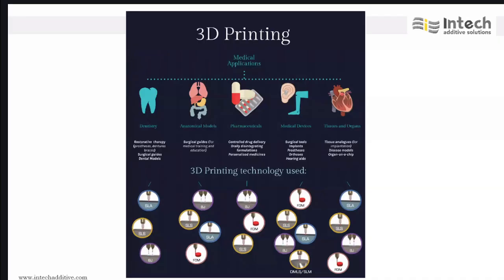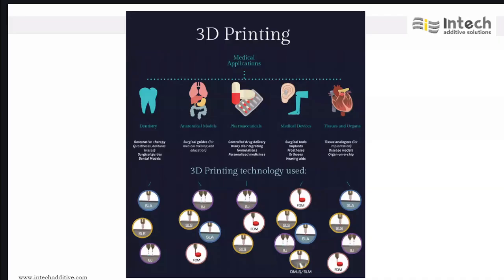And then in anatomical models, we can use it for surgical guides. If we want to perform any complex procedures, we need to print a complex model, get trained on it, and then go for the surgery. This is predominantly done in the powder bed fusion process or VAT photopolymerization. And if it is the actual implant, then we'll go for powder bed fusion.